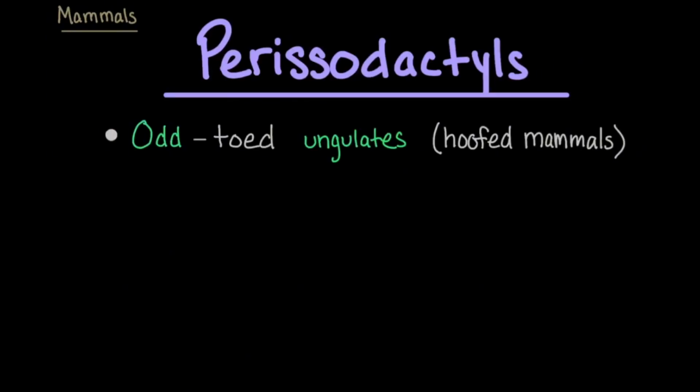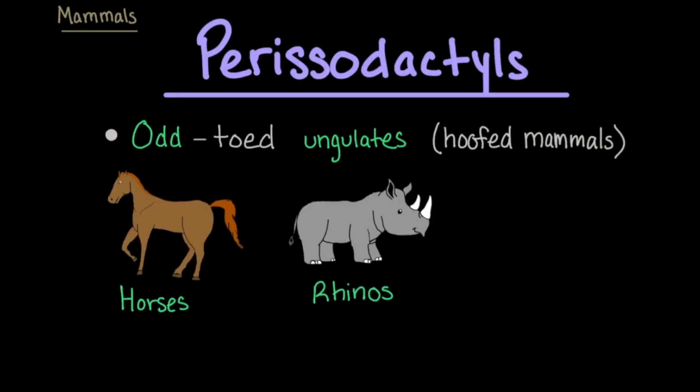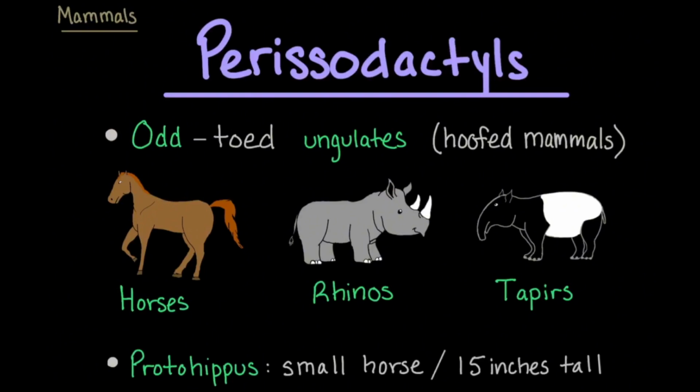Let's start off by looking at the perissodactyls. These mammals were odd-toed ungulates. Ungulates are hoofed mammals. This group started out small, but diversified and grew to larger sizes throughout the period. Examples include horses, rhinos, and tapirs. Protohippus was a small horse that was around 15 inches tall.